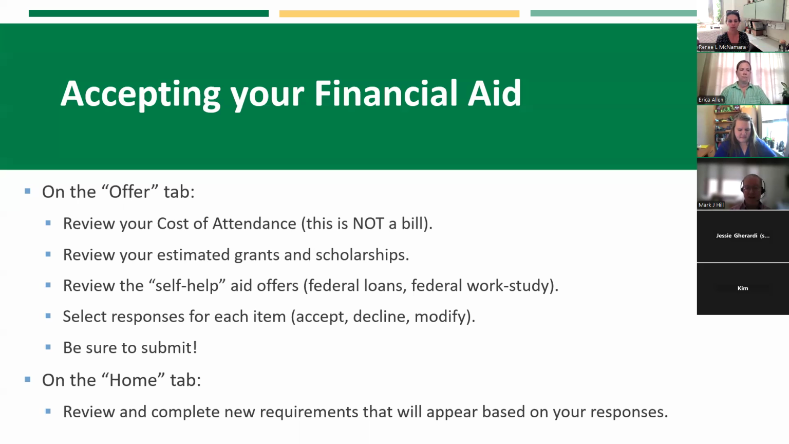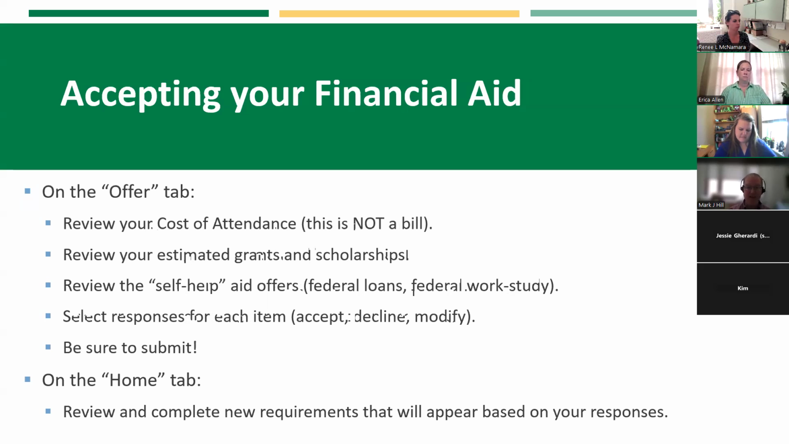So if you have not gone in yet as a student, this is really the first step that you want to go through to make sure you're telling us what your intentions are with the different types of aid that are offered to you. Each one of those items will have its own set of responses. So you can't just say, I want to accept all of them. You have to do this for each item. And then after you select the option for those items, make sure you go down to the bottom of the page and click the submit button, or it's never going to send us that information.